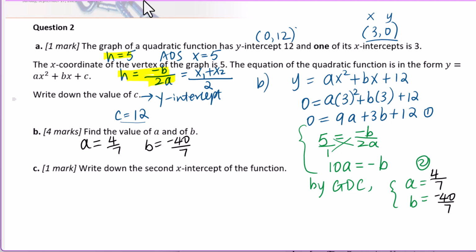Write down the second x-intercept of the function. We will use this formula. h is 5 equals (x-intercept x1, which is 3, plus x2) over 2. Cross multiply: 10 equals 3 plus x2. So x2 equals 7.